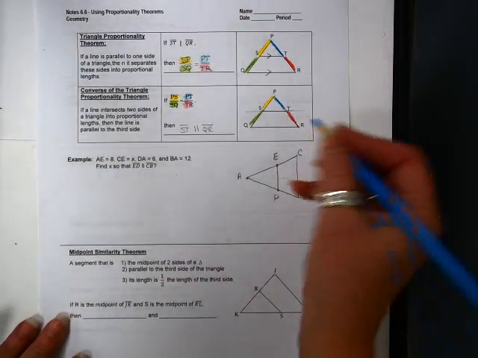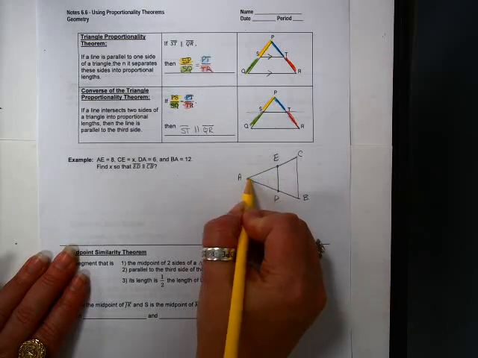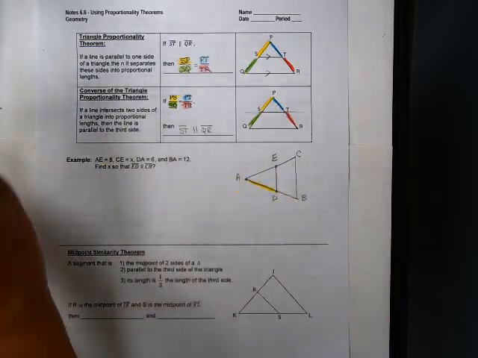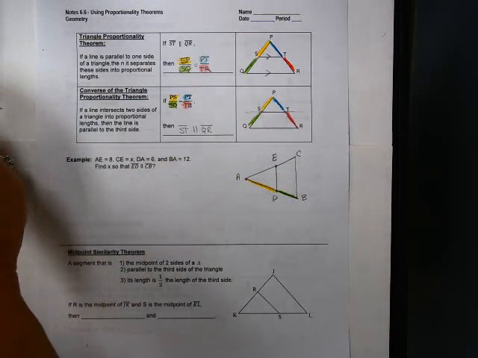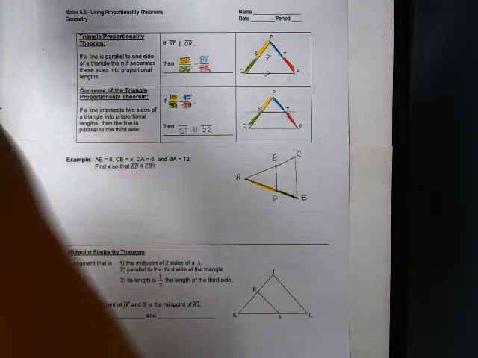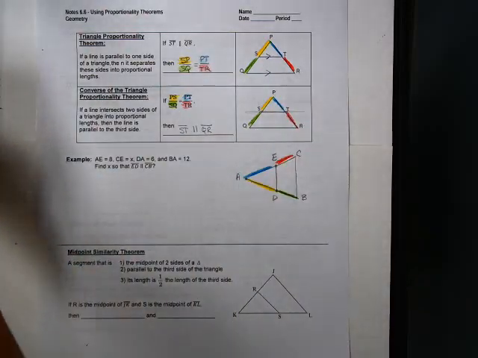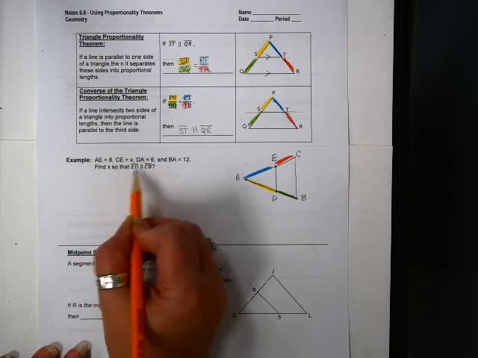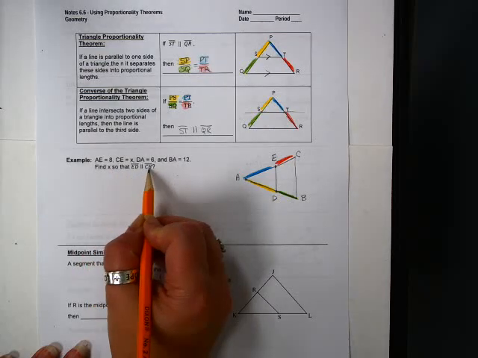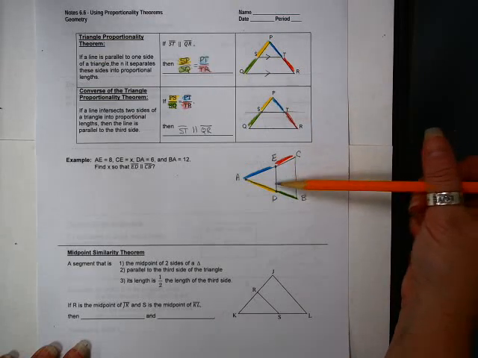Okay, so here I'm going to use the same color scheme again. This is going to be yellow and green, and this is going to be blue and red. Okay, and I want to find x so that ED is parallel to CB. So I am using the converse. I'm trying to prove that these are parallel.